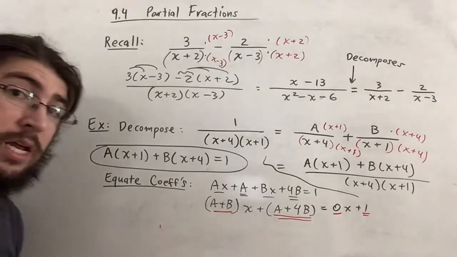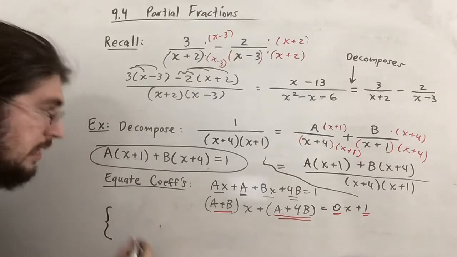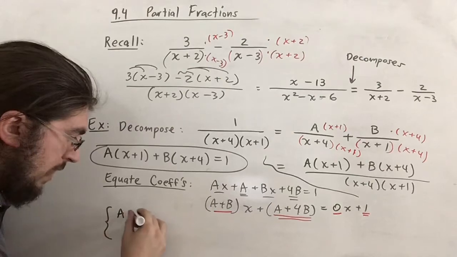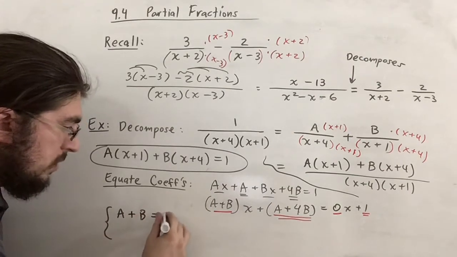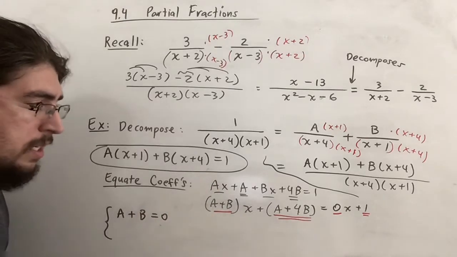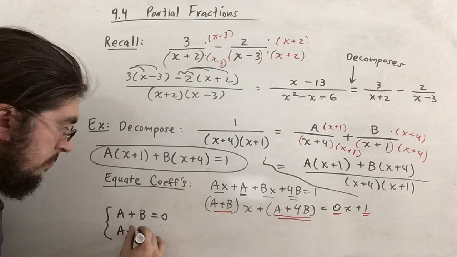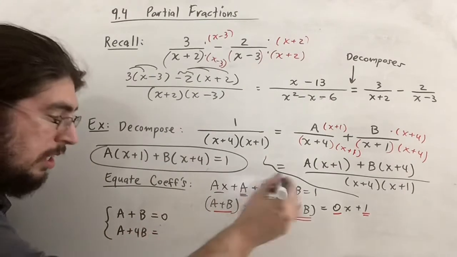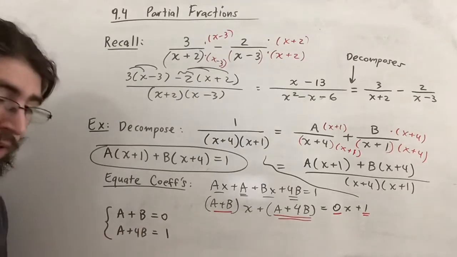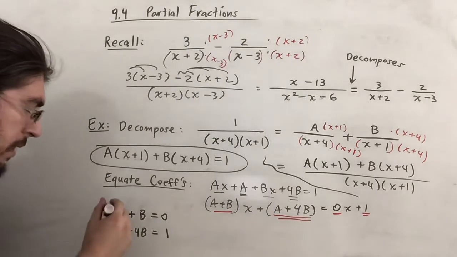So what we get really is a system of equations. I don't have too much space, but I think we're okay. For the x coefficient, we have the equation a plus b is equal to 0. And for the constant equation, we have a plus 4b is equal to the constant 1. So notice this is just a system of equations that we can solve. In fact, we can solve this by elimination. Let me multiply the top by -1.